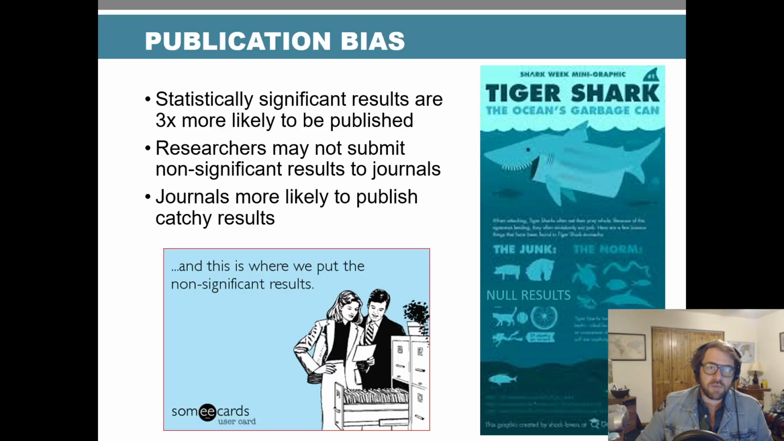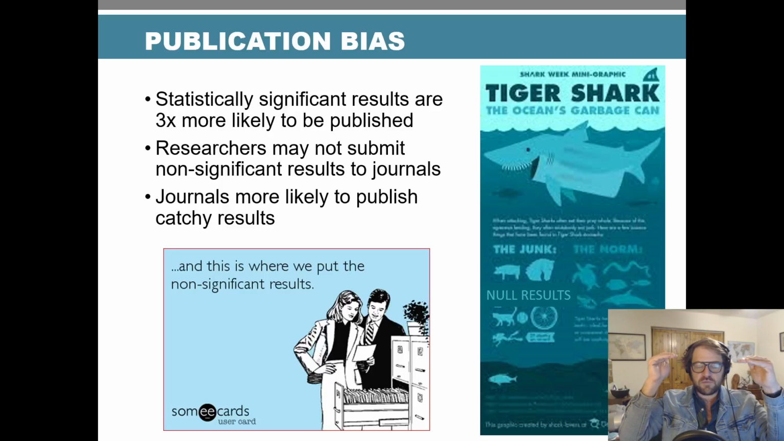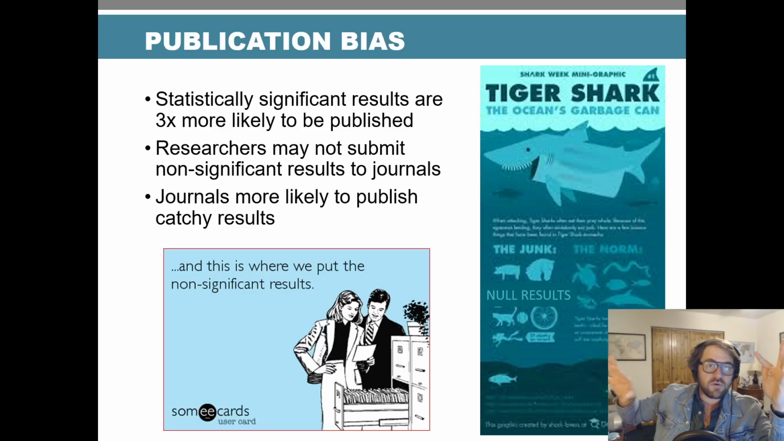But I could go on about the academic publication system for a while. Anyway, the fact of the matter is that statistically significant results are 3 times more likely to be published than insignificant results. Also, researchers, because of this, just don't submit non-significant results. So it's not that all of your significant results and all of your insignificant results are submitted. Researchers know that you don't submit non-significant results, so there's a lot of non-significant results that are probably never submitted at all.